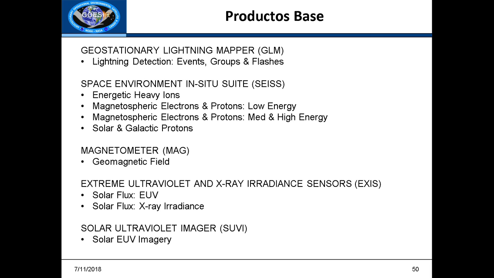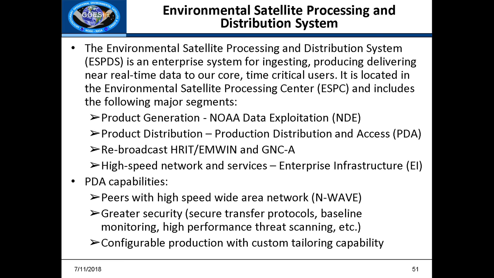So most of the level two products are all generated in the Environmental Satellite Processing and Distribution System. And this actually runs at the center in the NOAA Satellite Operations Facility in Suitland. There's a product generation component and a product distribution part, which I've been talking about a lot, which is the Product Distribution and Access.